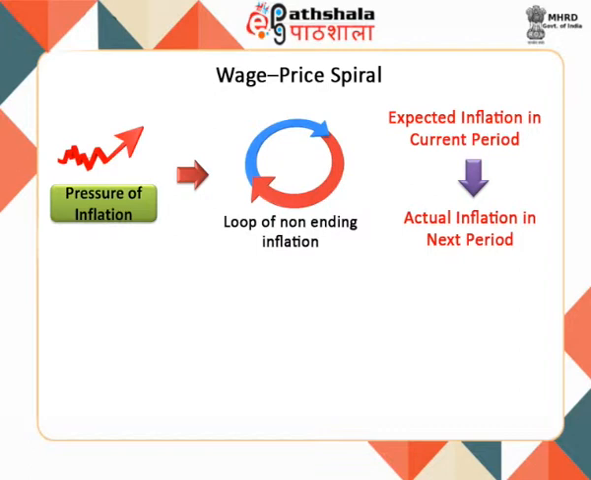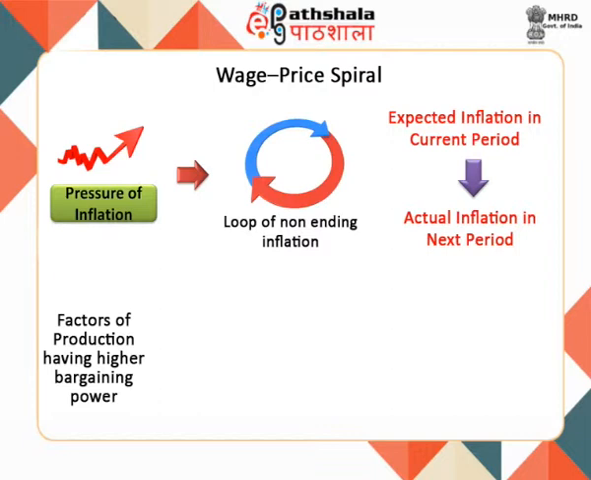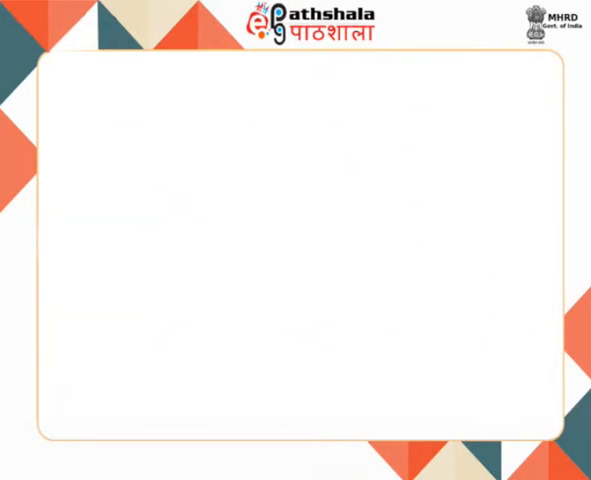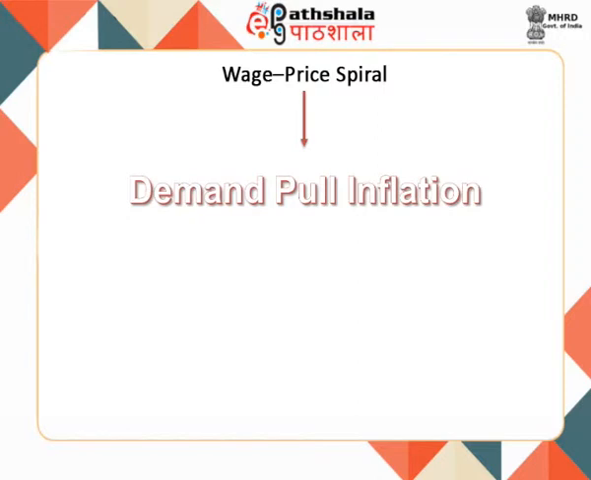This process occurs since there is expectation of inflation in an economy, so the factors of production which have higher bargaining power start to increase their wage rates. Due to increase in wage rates, the cost of production rises, giving rise to cost push inflation in an economy. However, wage price spiral has certain elements of demand pull inflation also.